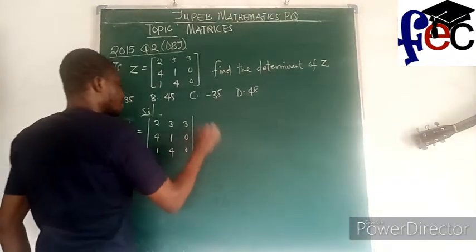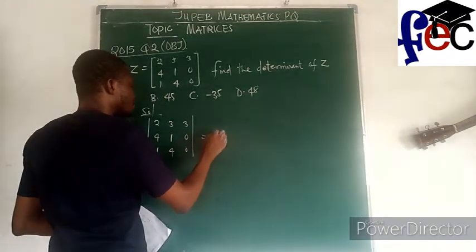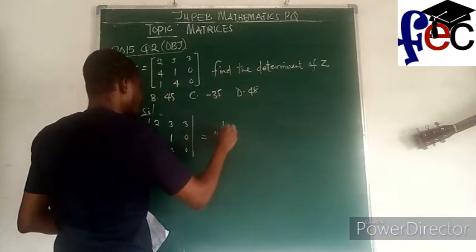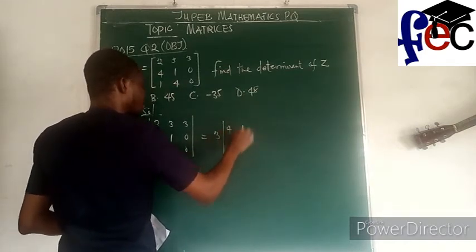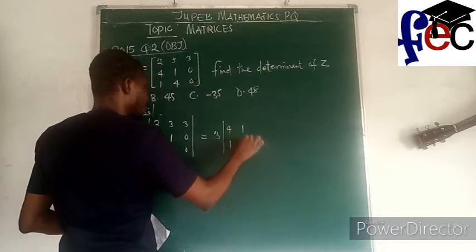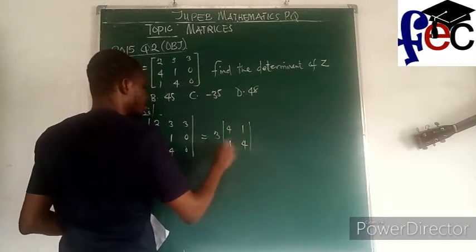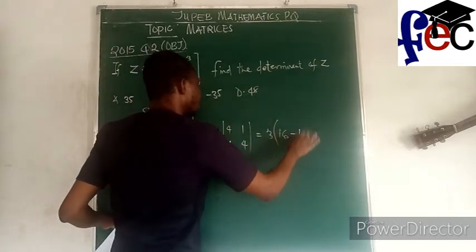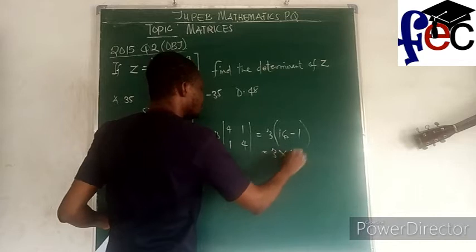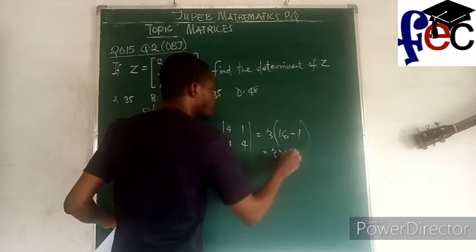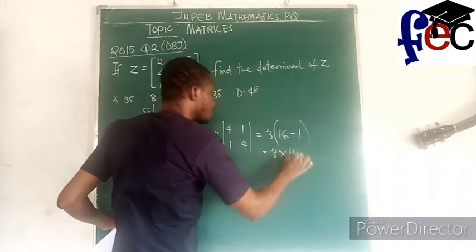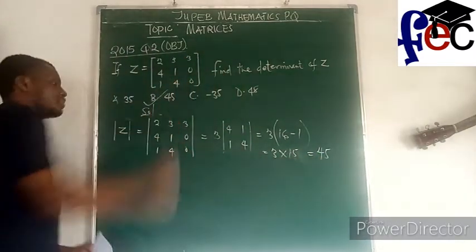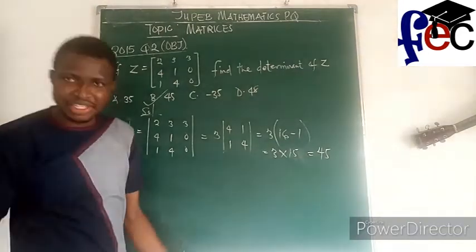The result is going to be equal to 3 multiplied by 4, 1 by the determinant of this. And this will give me 3 into 16 minus 1. And that's 3 times 45. Sorry, I made a mistake. That's 3 times 15. And that is 45. That's option B. This is how fast it is.